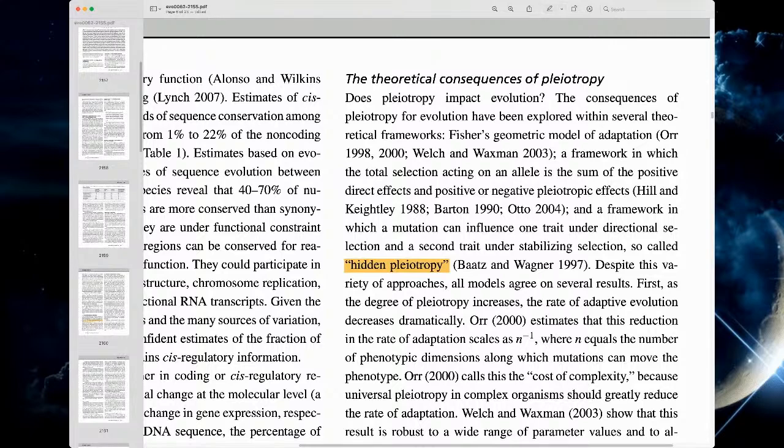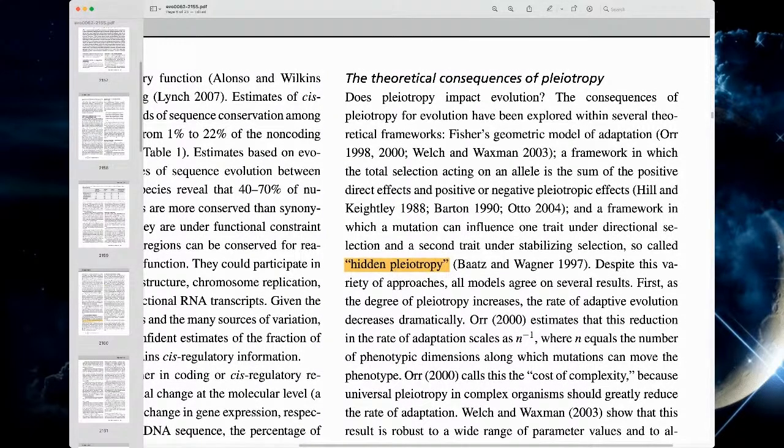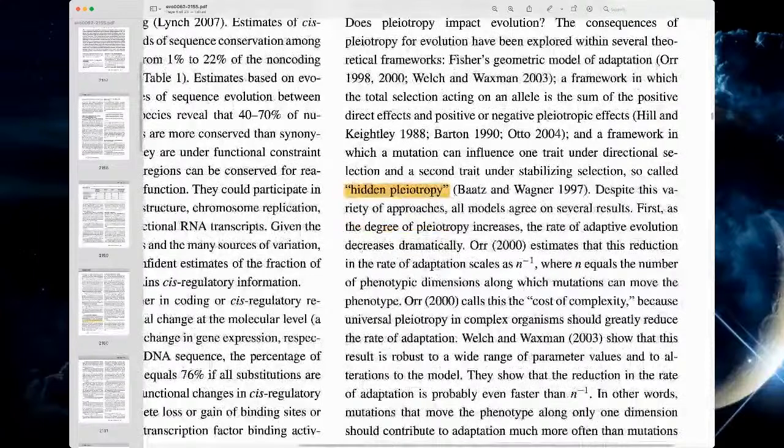Okay. Despite this variety of approaches, all models agree on several results. First, as the degree of pleiotropy increases, the rate of adaptive evolution decreases dramatically. That's an interesting comment. Why would that be?